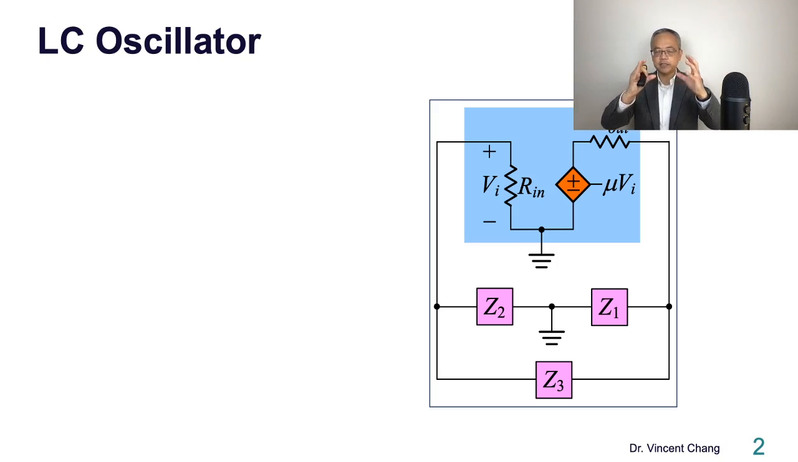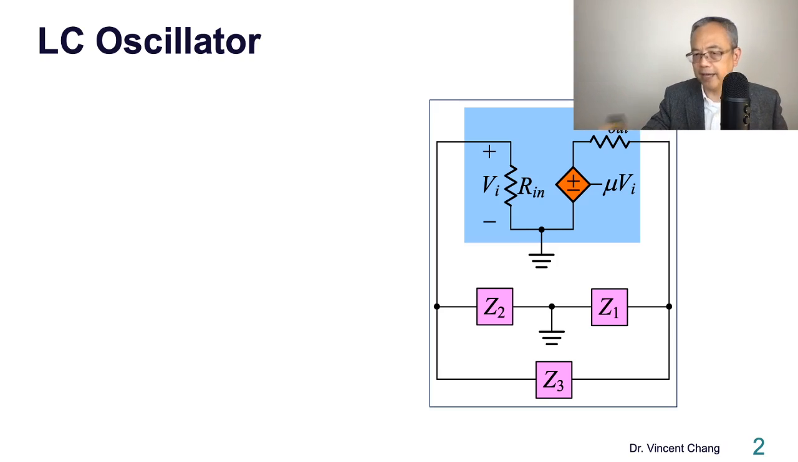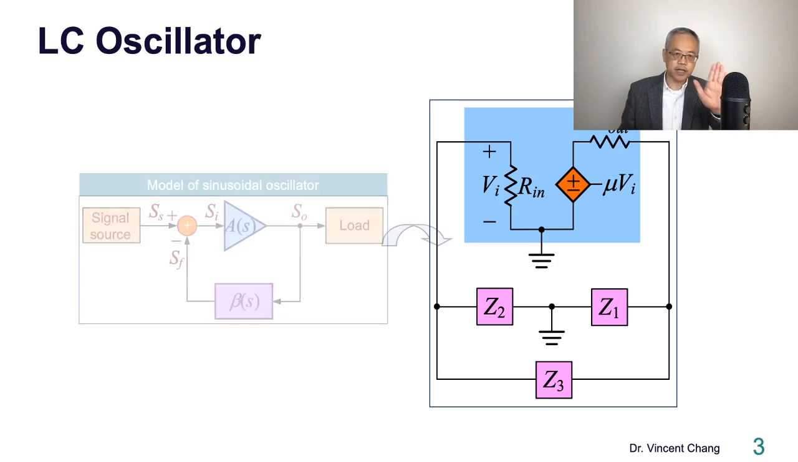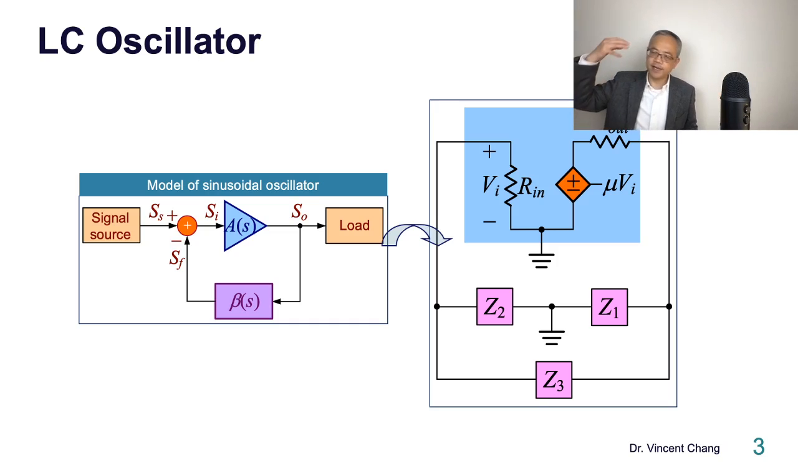The second part of the LC-tuned oscillator is the purely reactive circuit. Each element, Z1, Z2, Z3, is either an inductance or a capacitance. So this is also why it's called an LC-tuned oscillator. Now, the first step to understand this circuit, of course, is to model the sinusoidal oscillator, get the loop gain, and then plug in the so-called Barkhausen Criterion.